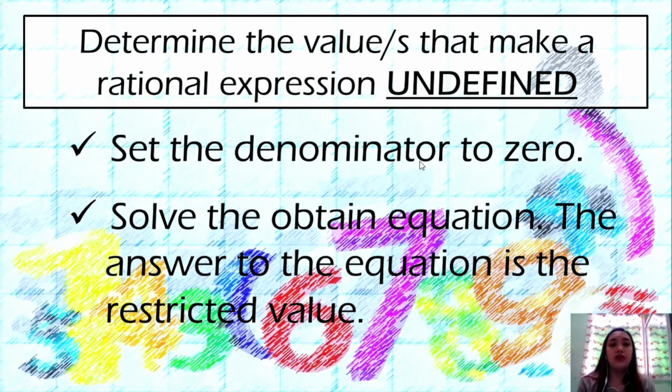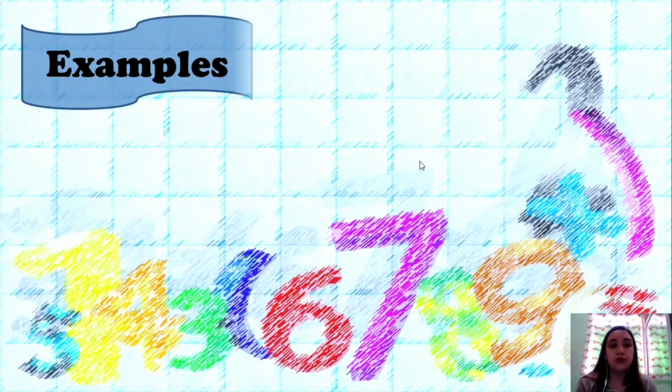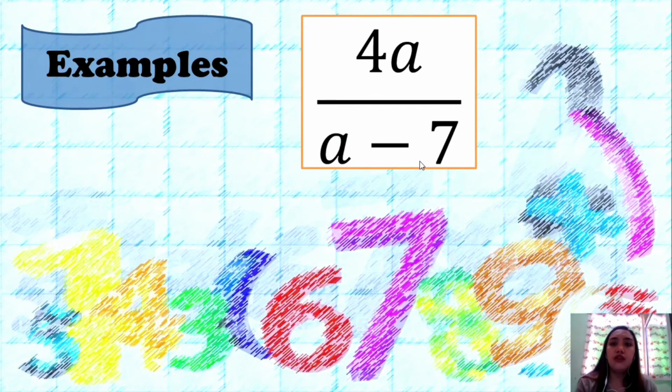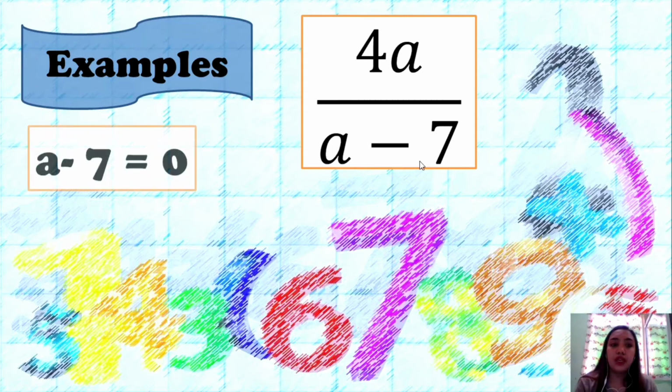So let's take a look at the first example. We are going to have 4a over a minus 7. Ano kasi ang first step? You are going to get the denominator at i-equate siya sa 0. So, ano ang denominator dyan? We have a minus 7. Always equate it to 0. So, lagyan lang natin ng equals 0. So, ganito po siya. a minus 7 equals 0.